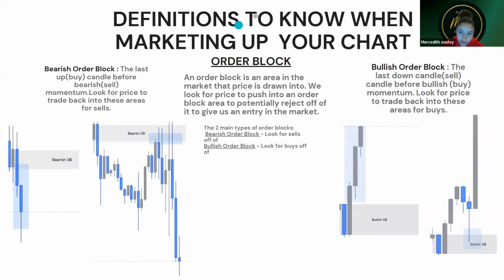Let's get into the good stuff. Terms to know when marking up your chart. I am going to show you guys everything I use in one example of it to mark up your charts. The first thing I use as a confluence or a confirmation is an order block. All right, an order block is an area in the market that price is drawn into.